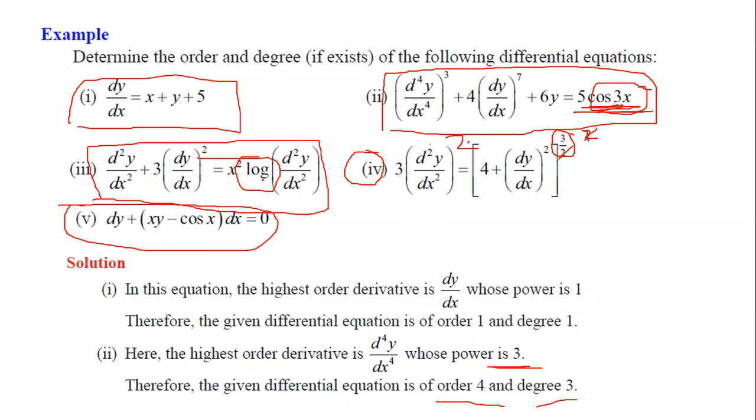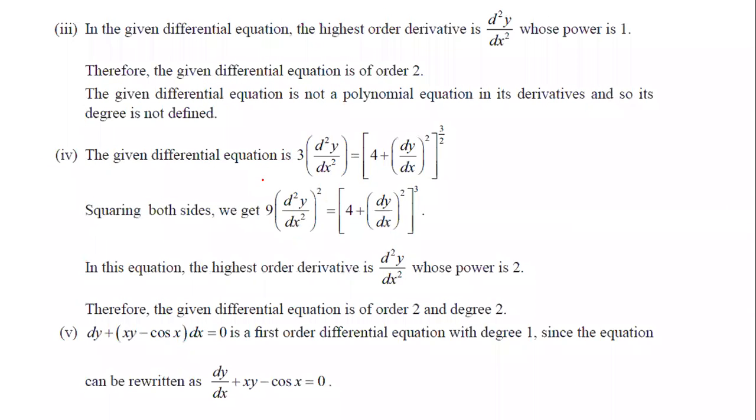See the third one answer. In the given differential equation, the highest order is d square by dx square. The order is 2. But the given differential equation is not a polynomial equation in its derivatives, and its degree is not defined. Degree is not defined.